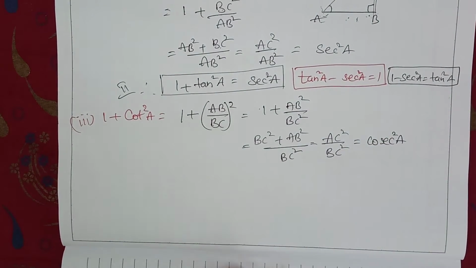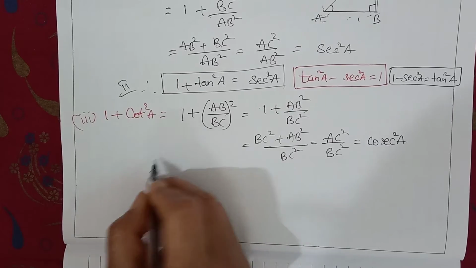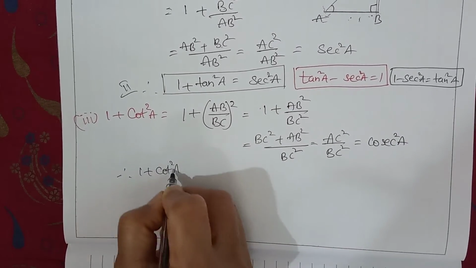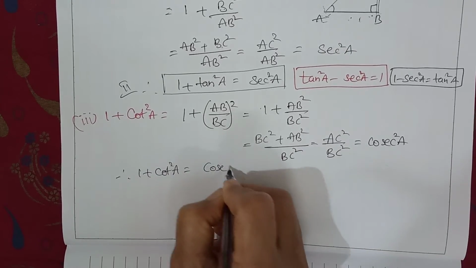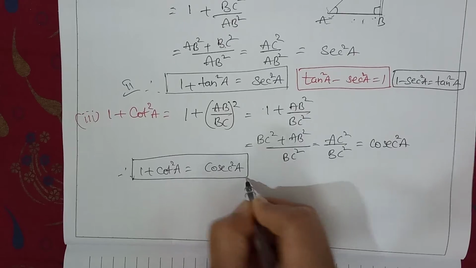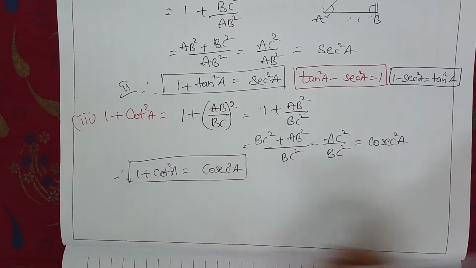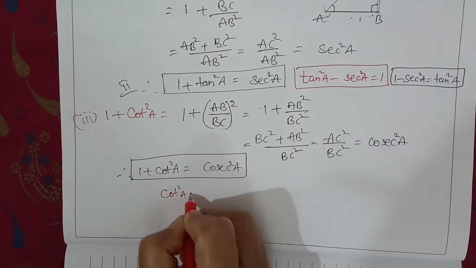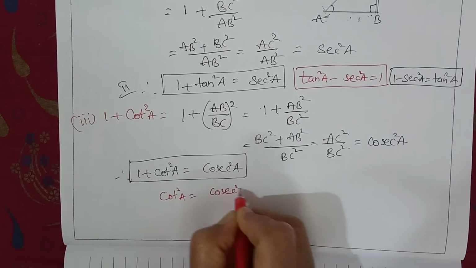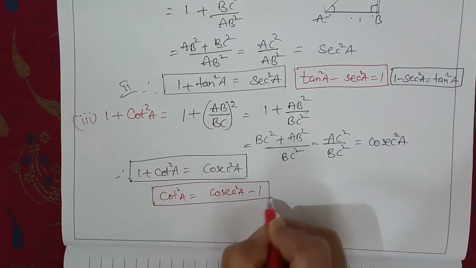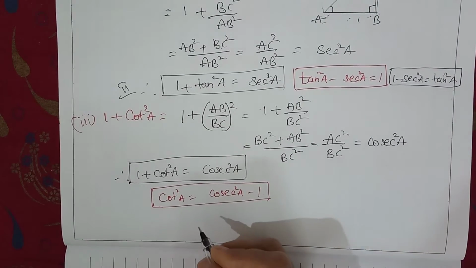Okay, children. So now, what do you understand from this? 1 plus cot square A equal to cosec square A. This is the third important identity. Next, from this again, what you will get here? Cot square A is equal to cosec square A minus 1. Again, one more you will get from this. What is that, children?